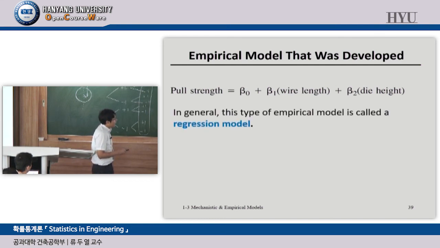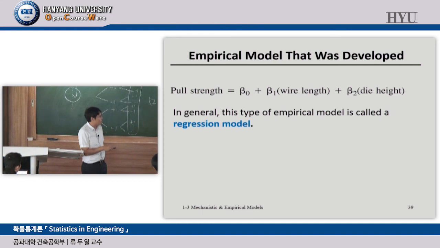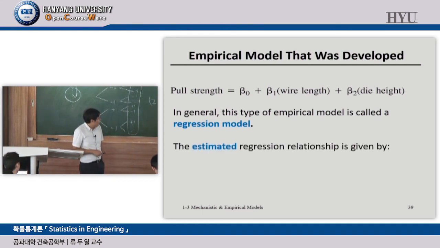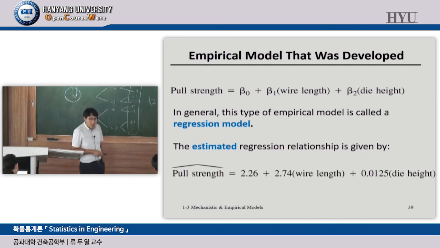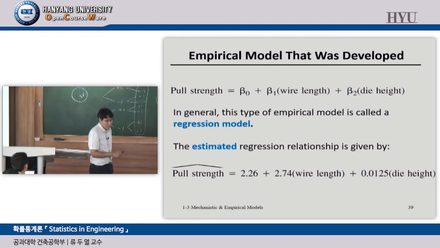In general, this type of empirical model is called a regression model. And the estimated regression relationship is given by this equation. That means that based on the previous data points, we can obtain this final equation. The pull-off strength equals 2.26 plus 2.74 multiplied by the wire length plus 0.0125 multiplied by the die height.